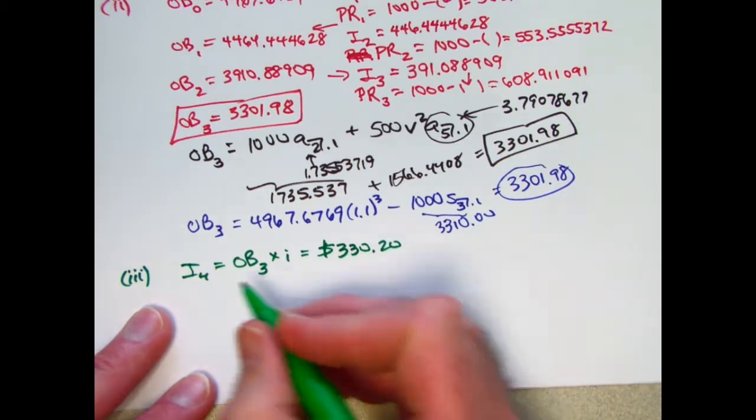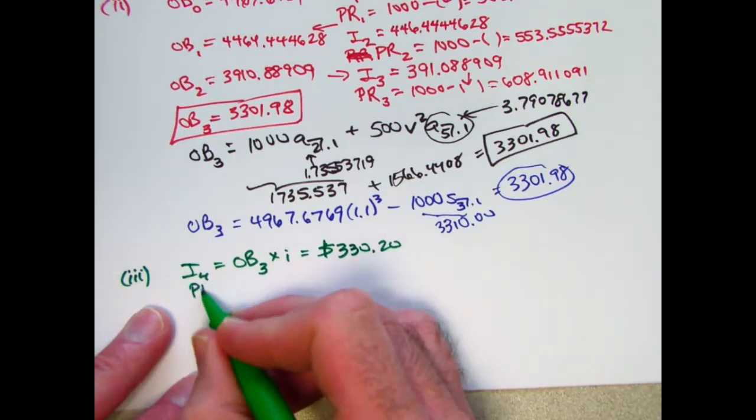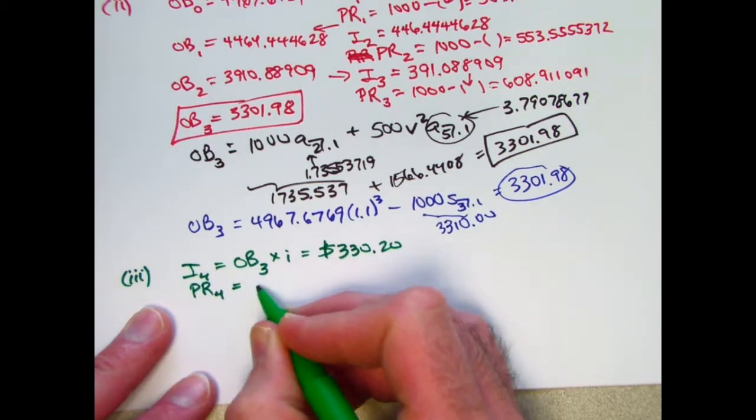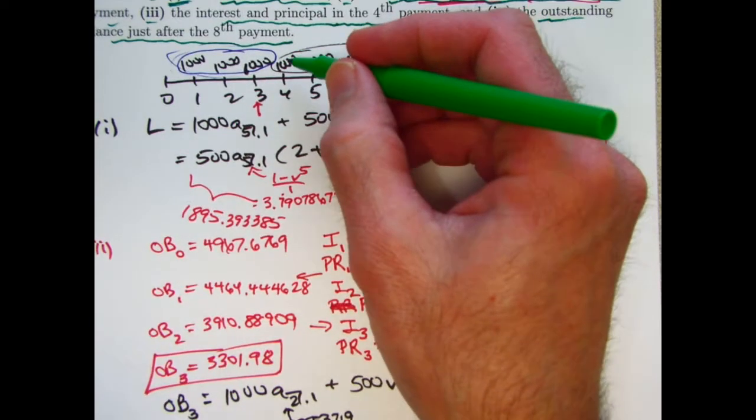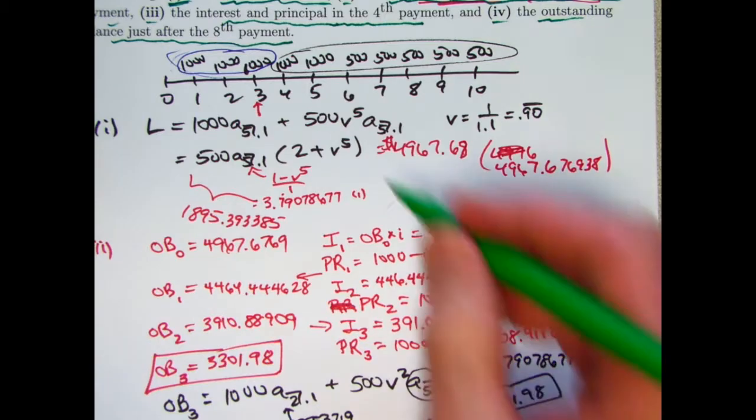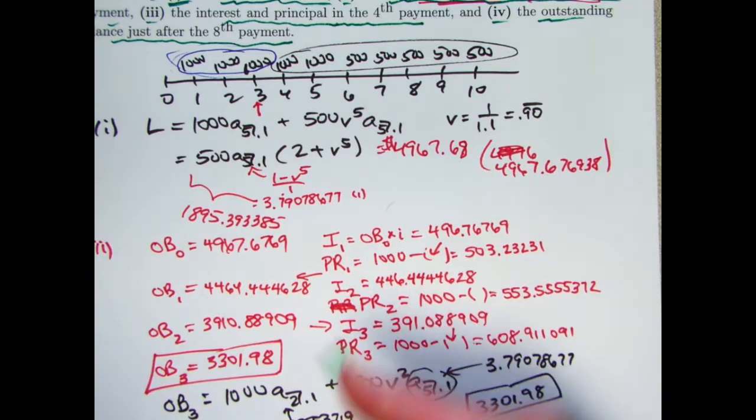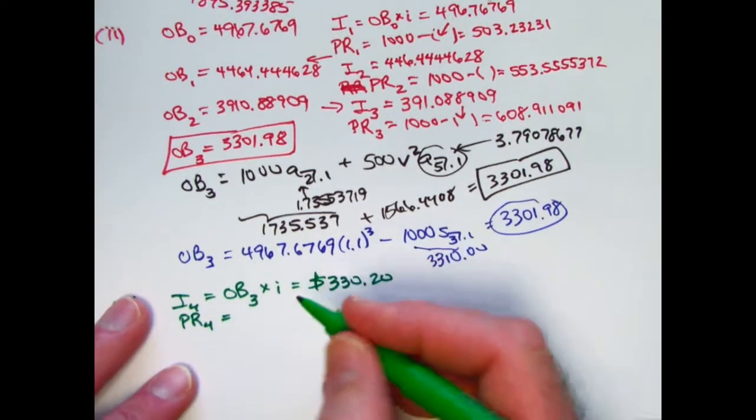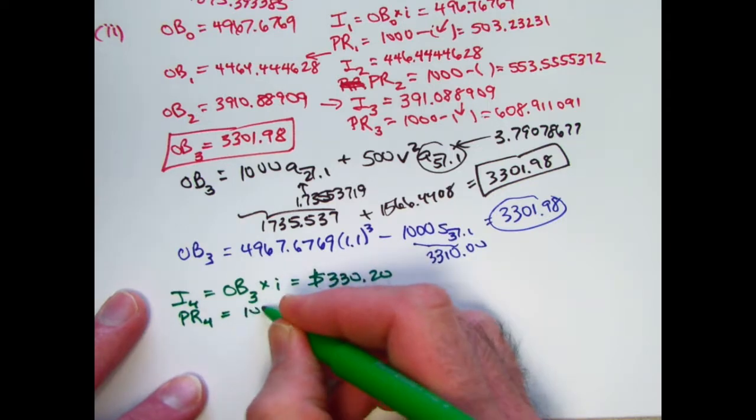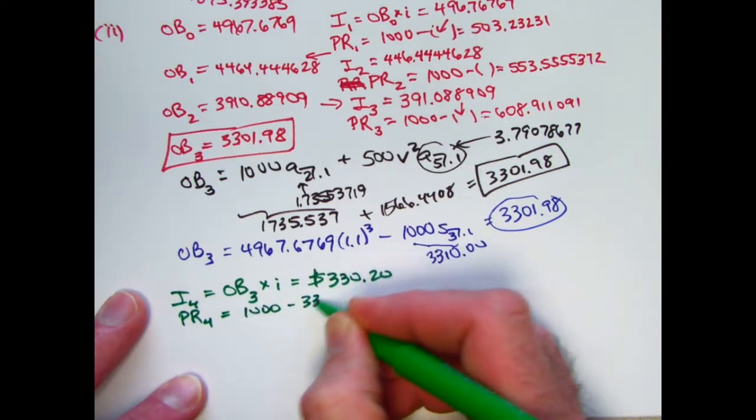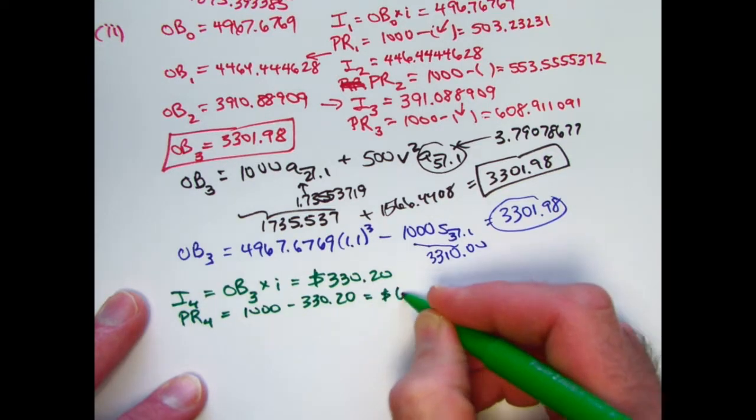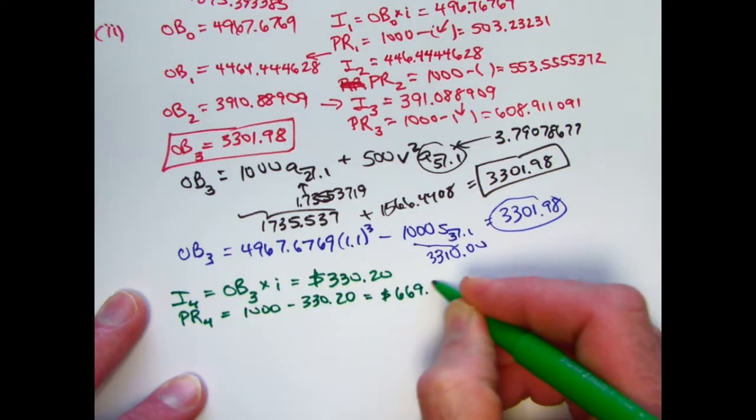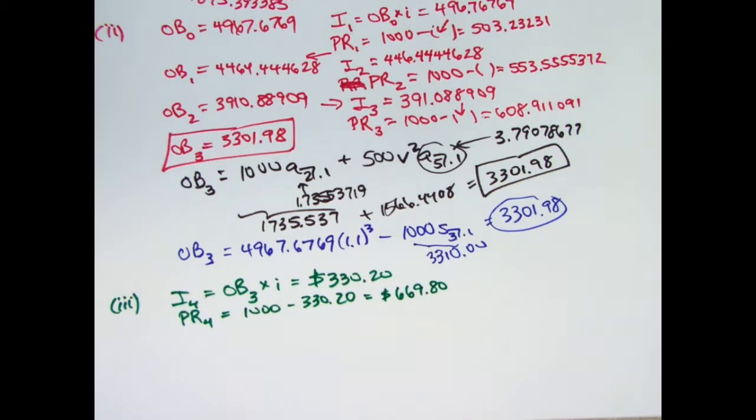Okay, so that'll be the interest payment, and then the principal reduction, if you will, is just the $1,000 payment at time 4 minus the interest. If that payment was something different, like 500, we'd have to subtract the interest from 500. But this is going to be 1,000 minus 330.20, and that will be 669.80. That's how much your principal gets reduced with that fourth payment.